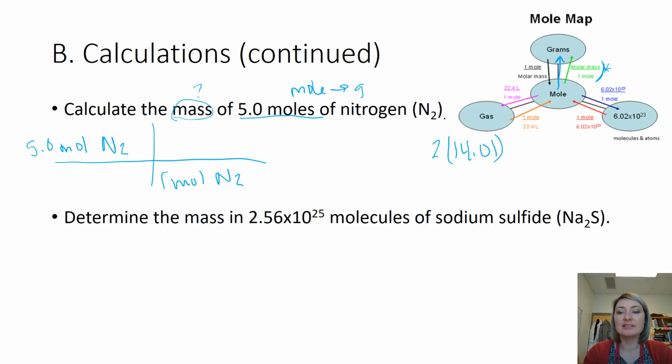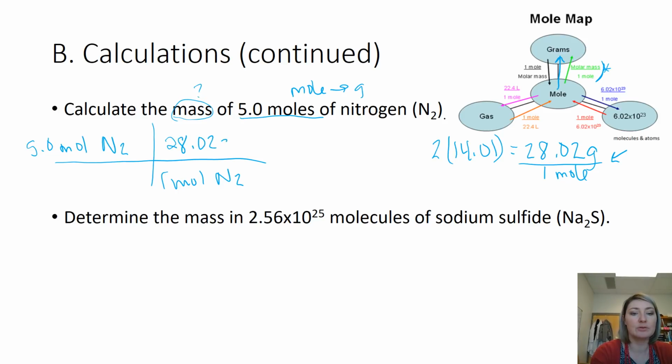But it is a diatomic element, and I have 2, so the molar mass of nitrogen gas, N2, is 28.02 grams per 1 mole. Remember, this is a ratio. Well, if we look at what we already have established, it's grams per mole. We can just plug in the molar mass on top, 28.02 grams of N2, and we're actually using the molar mass as a conversion factor. Okay, so molar mass over 1 mole. Moles of N2 are going to cancel, leaving us with grams.